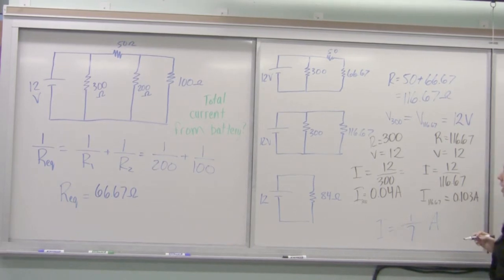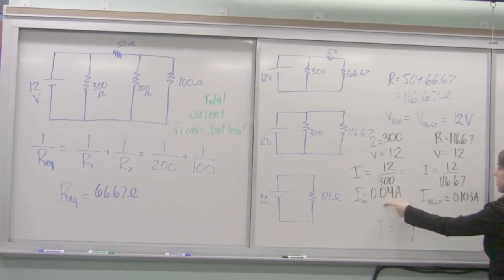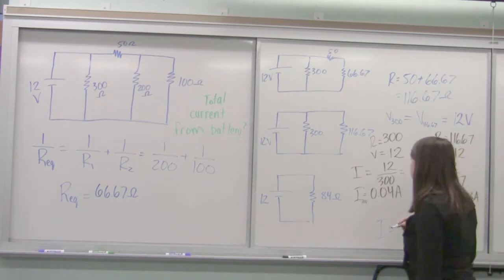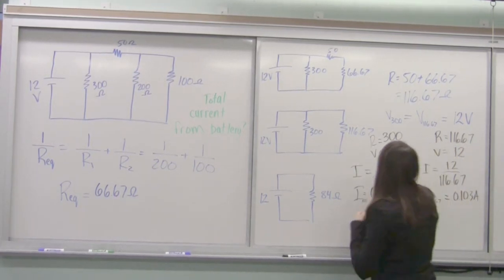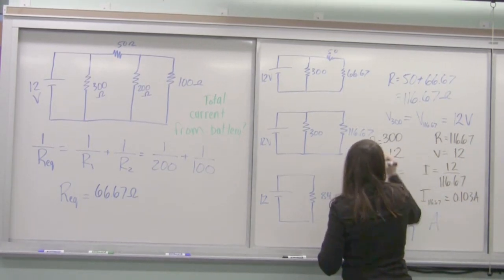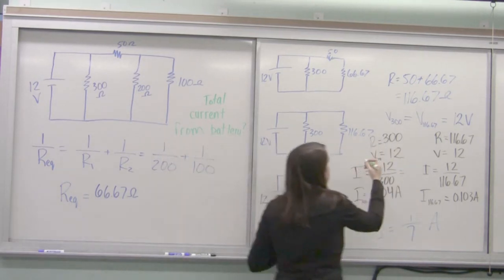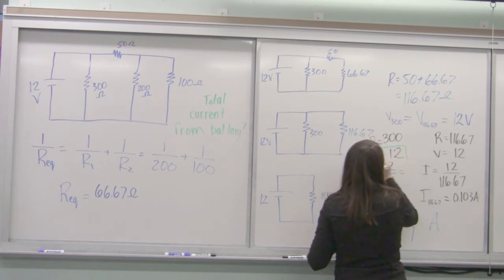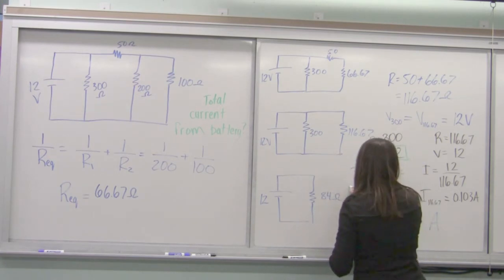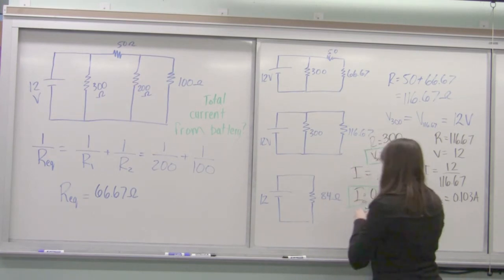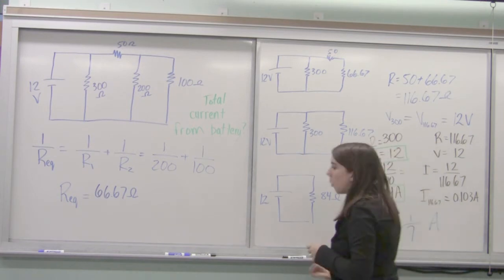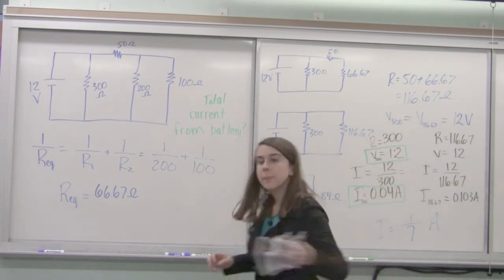A good check that I can do is that this current plus this current actually adds up to 1/7, so that works out nicely. So I've got a couple of my answers here. V300 is equal to 12, and box that. The current through the 300 is equal to 0.04, so I'll box that. All right, working backwards a little bit more.